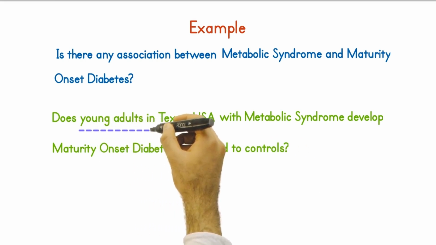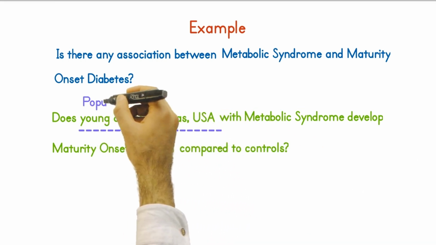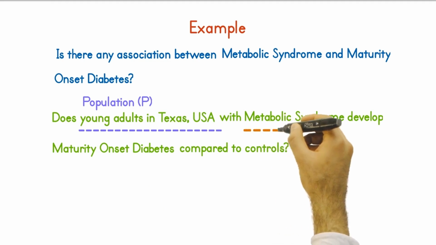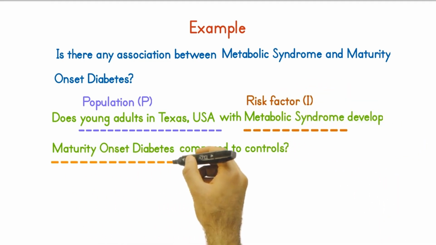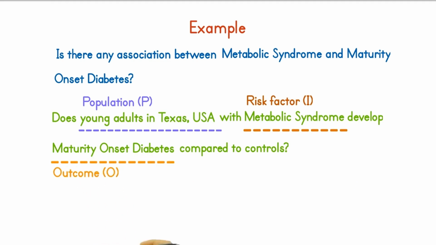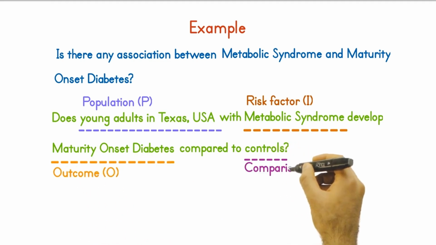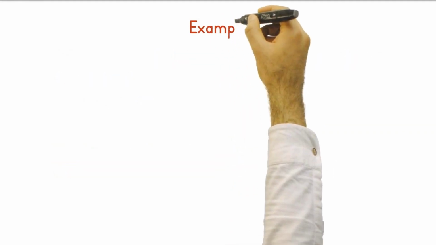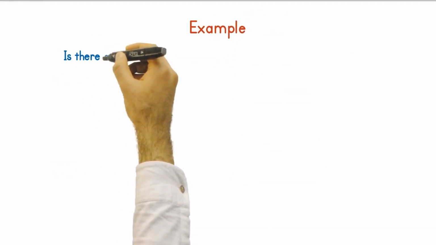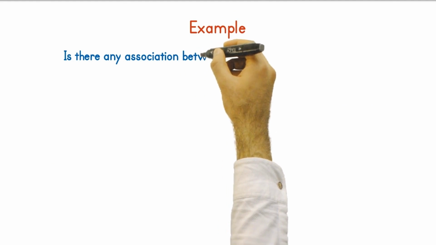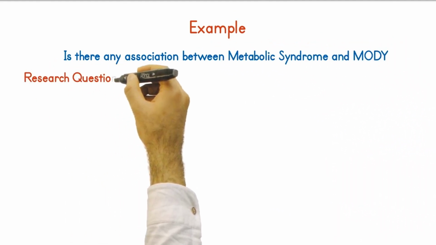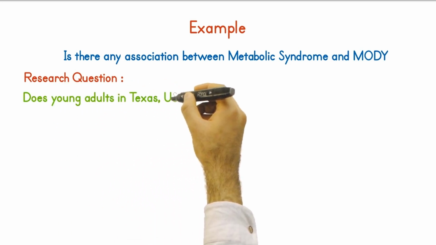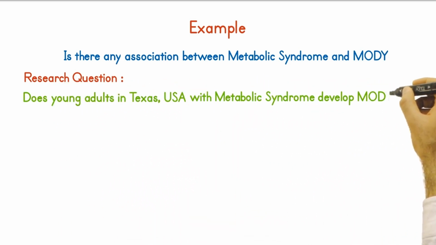We will see how the PICOT criteria fits here. Here the young adults in Texas, USA is the population, metabolic syndrome is the risk factor, maturity onset diabetes is the outcome and controls is the comparison group. Now we will see how the research question can be reframed into a research topic. The research question is: do young adults in Texas, USA with metabolic syndrome develop maturity onset diabetes compared to controls?